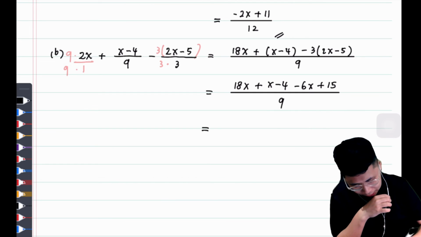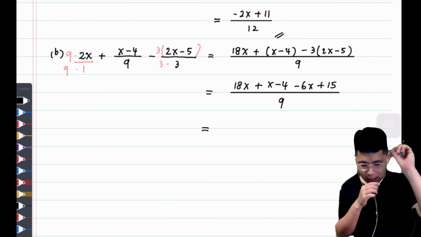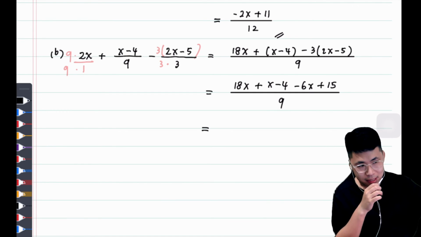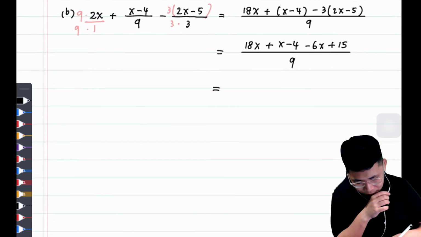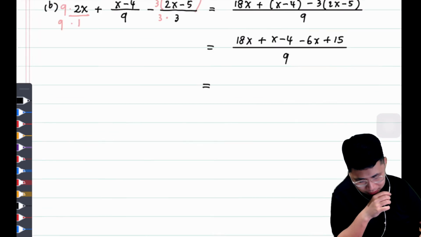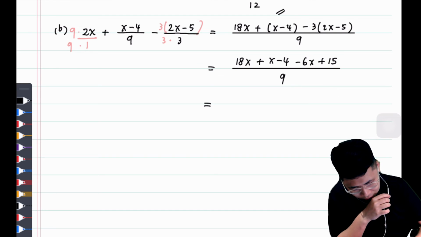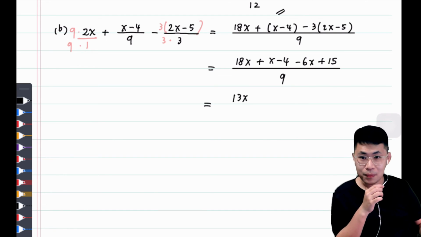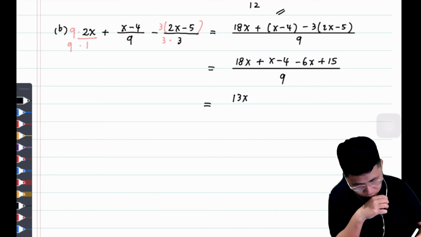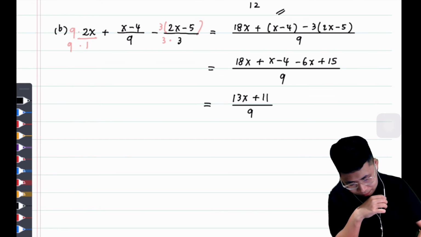So let's take a look at the top. How do we simplify the top? 18x plus 1x minus 6x, so 13x on top. And then we have minus 4 plus 15, so we get plus 11, over 9.